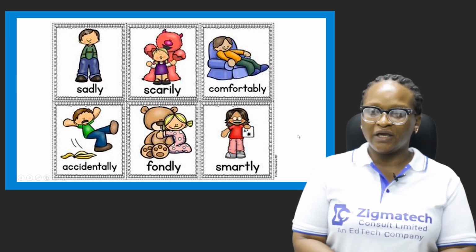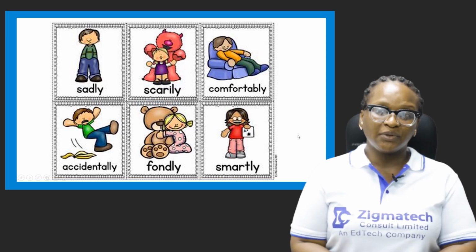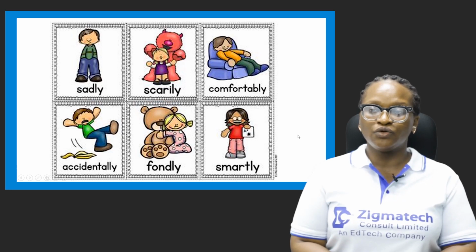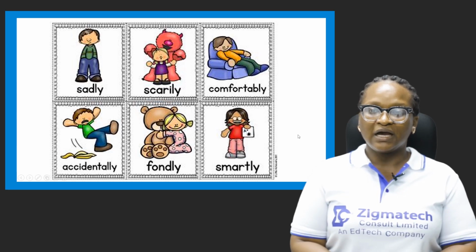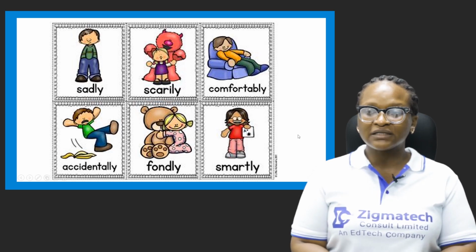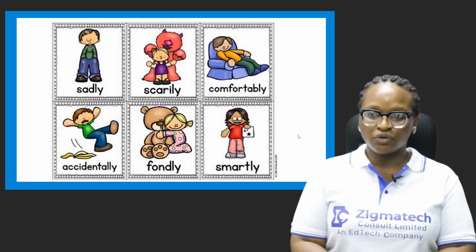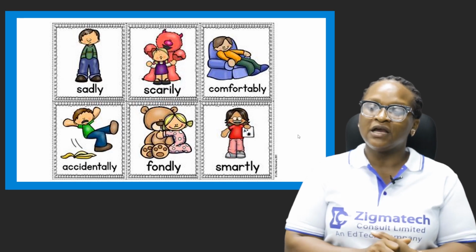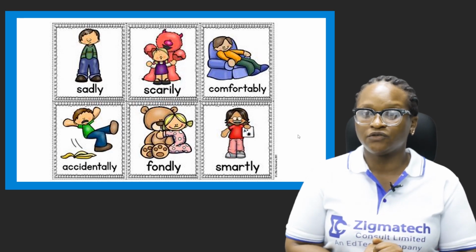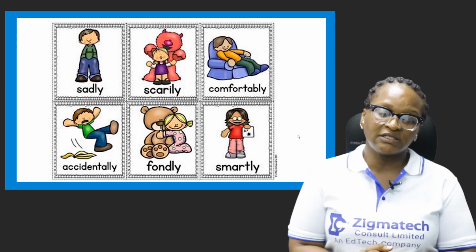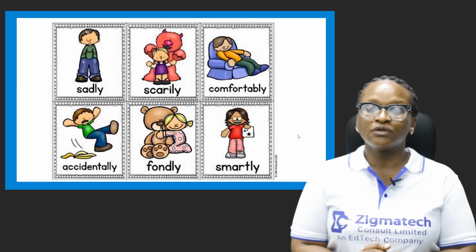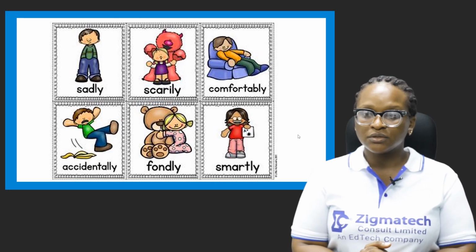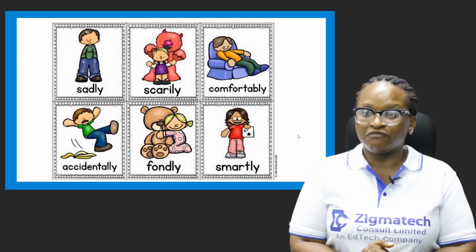You see what we have here. You see someone who isn't feeling happy. We see someone who is scared. We see someone who is comfortable. We see an accidental act. We see someone who is fond of something, and we see a smart person. All right, so let's see how we can form our adjectives from this one. Obviously, sad is an adjective. She is sad. She is scary. She is comfortable. It is accidental. She is fond of me.